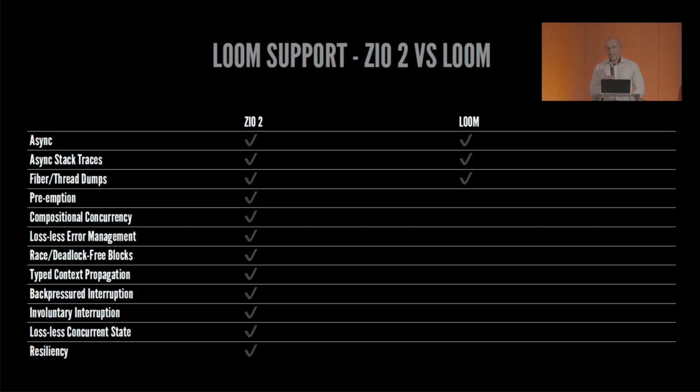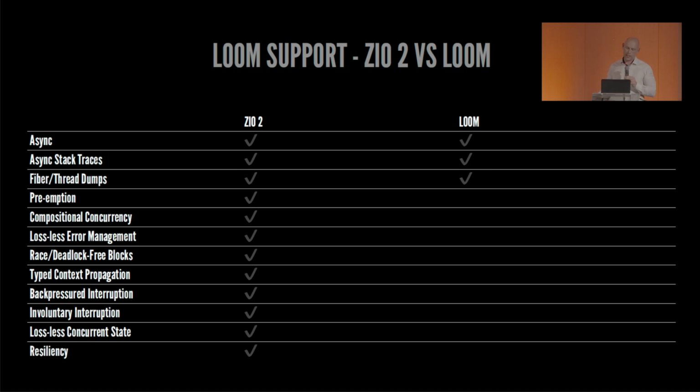But that's not to say that in a post-LOOM world, effect systems like ZIO have no place. I'm not going to go into all the reasons you might want to use an effect system like ZIO 2, because I already gave a talk about that at Functional Scala that's online. Please check that out if you're interested in a detailed argument for why effect systems still bring a lot more to the table than just virtual threads.